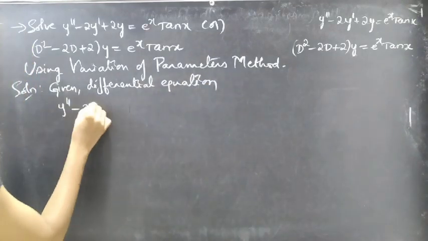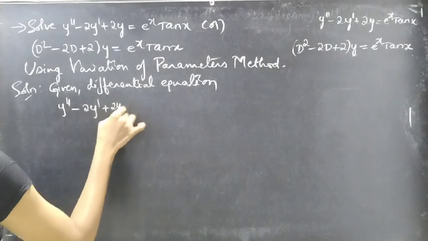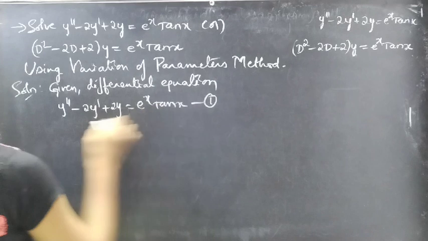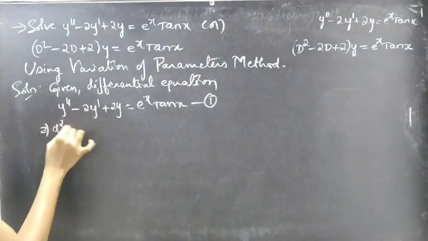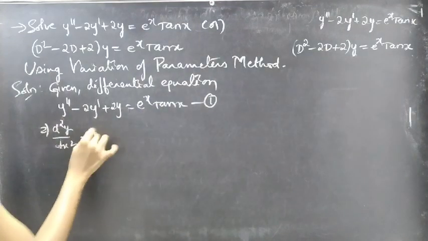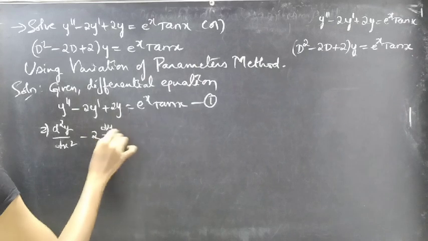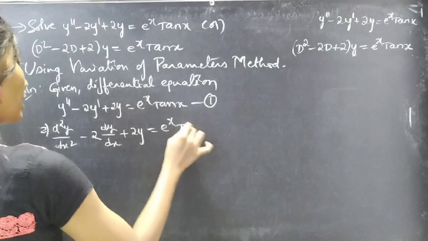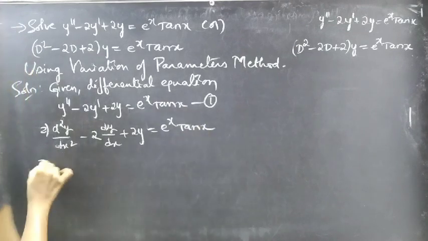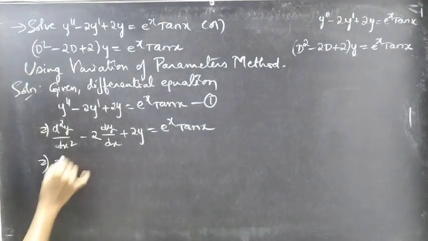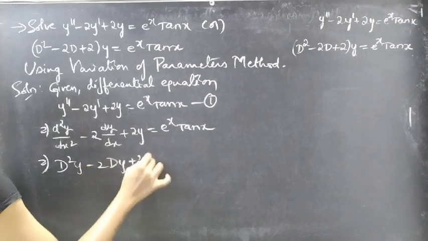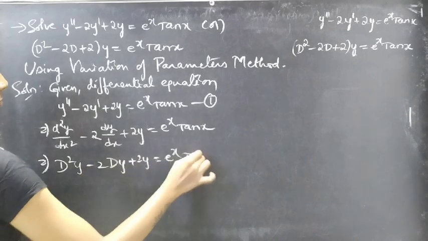y double dash minus 2y dash plus 2y equal to e power x tan x. Consider it as equation 1. We can write y double dash as d square y by dx square, minus 2 into, write y dash as dy by dx, plus 2y equal to e power x tan x. And we can write d square y by dx square as capital D square y, minus 2 into, write dy by dx as capital D y, plus 2y equal to e power x tan x.